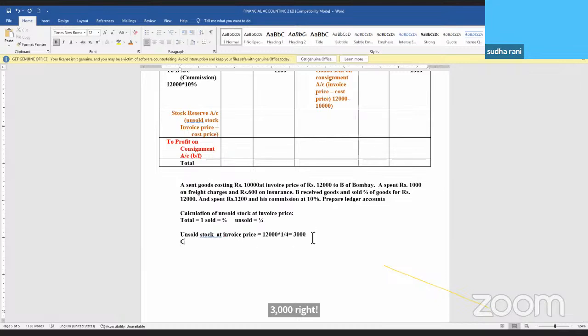Then you consider direct expenses. How much direct expenses did the consignor put? 1,000 rupees on freight. 1,000 into 1/4 unsold stock is 250. Then consignee expenses: take all of them. The consignee put total expenses of 1,200. 1/4 of 1,200 is 300. So the total is 4,300, the value of unsold stock.